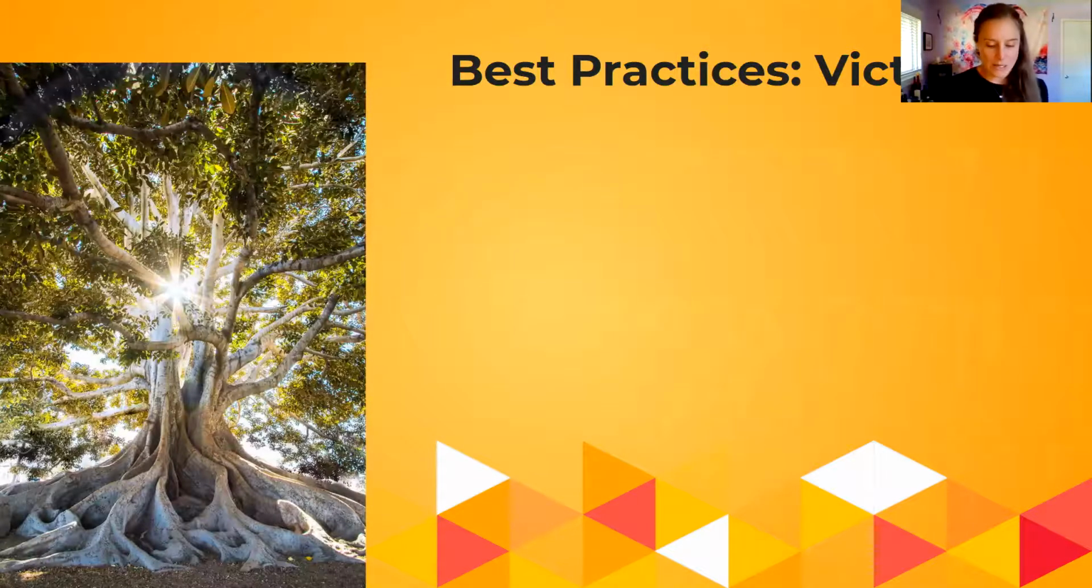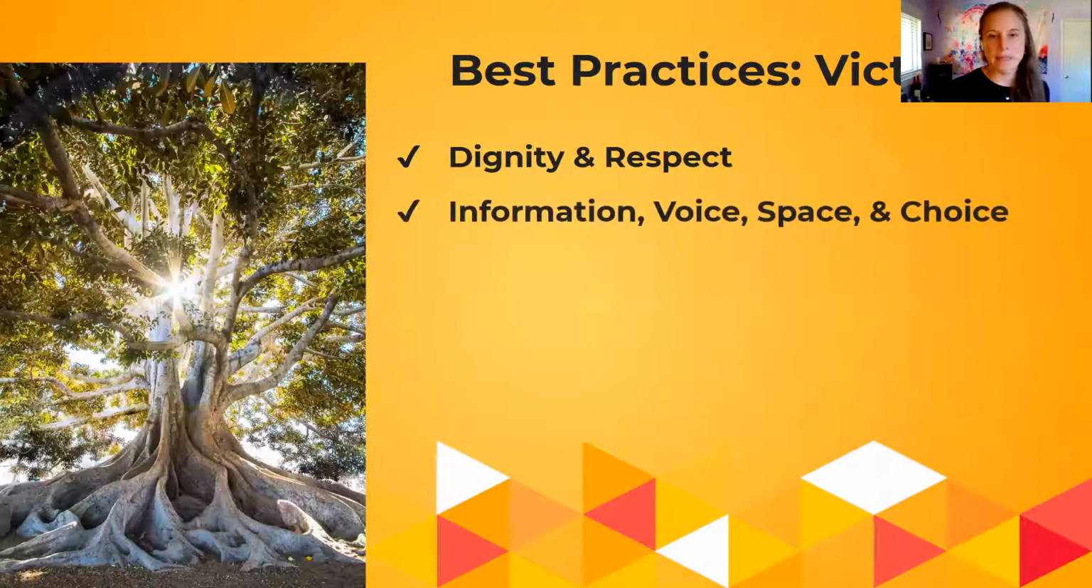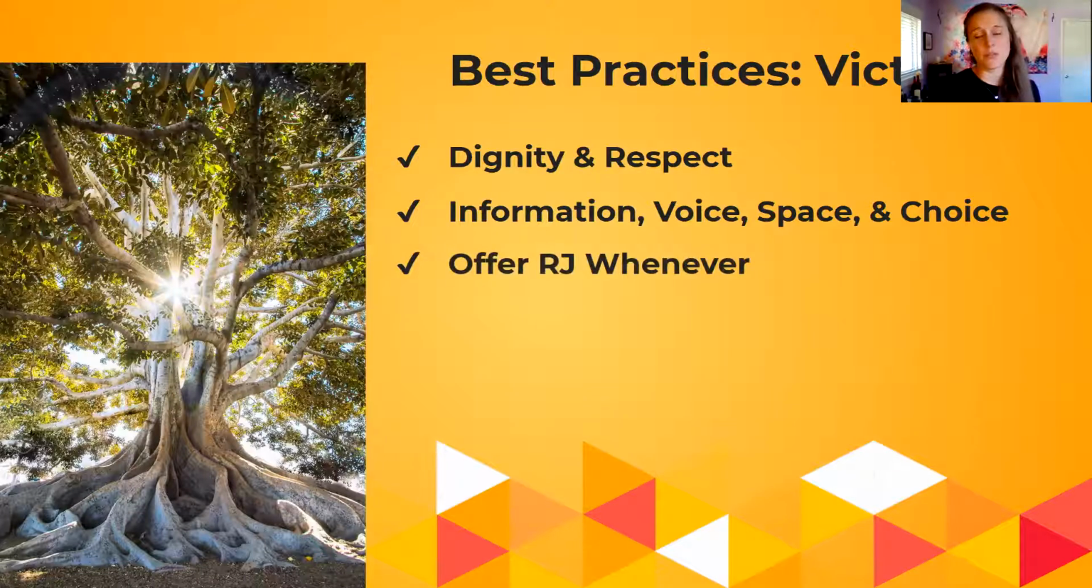These are some ways to support crime victims and survivors throughout the restorative justice process. A few of them I've already discussed today, so I'll move through those quickly, but I wanted to have them all on one list so you could see them very visually. The first is to treat crime victims with dignity and respect. This includes ongoing communication with the crime victim about what's going on throughout the process. Information, voice, space, and choice, like we already talked about. Offering restorative justice whenever possible. Same, we already talked about that.